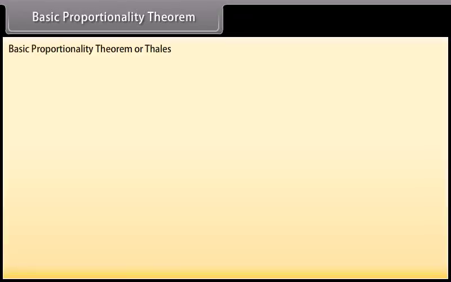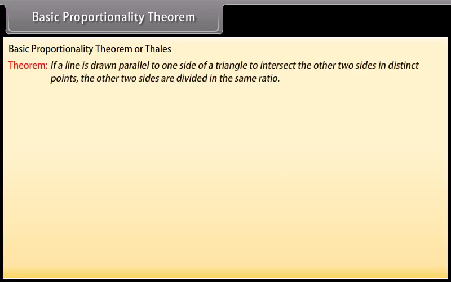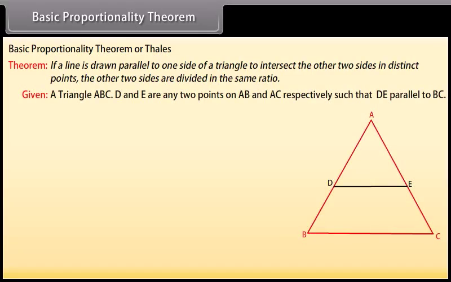Basic Proportionality Theorem, or Thales Theorem. If a line is drawn parallel to one side of a triangle to intersect the other two sides in distinct points, the other two sides are divided in the same ratio. Given a triangle ABC, D and E are any two points on AB and AC respectively such that DE is parallel to BC. To prove AD upon DB equals AE upon EC.